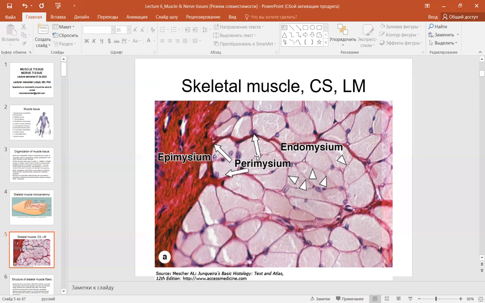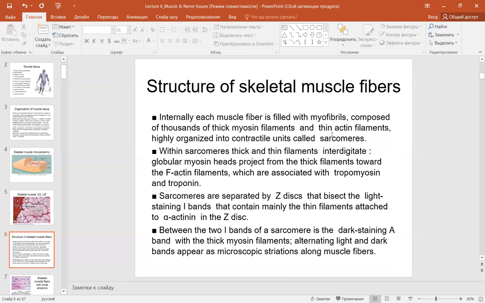Sarcos is the Greek term for meat, so there are a lot of terms beginning with sarcos: sarcoplasm, sarcosome, sarcolemma, and so on. Structures of skeletal muscle fibers.